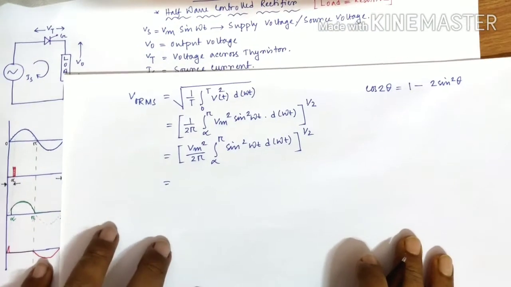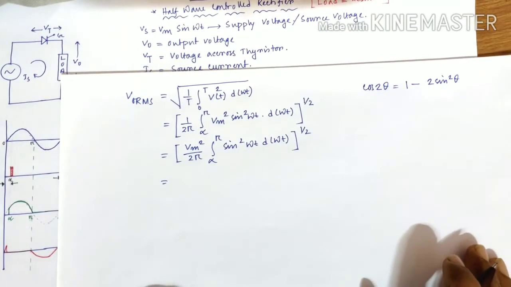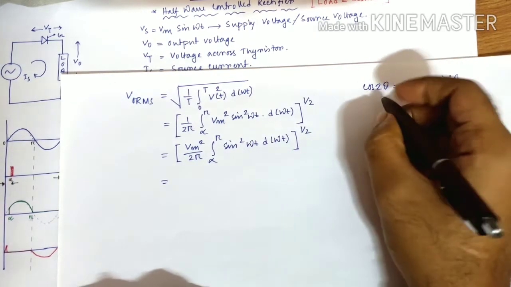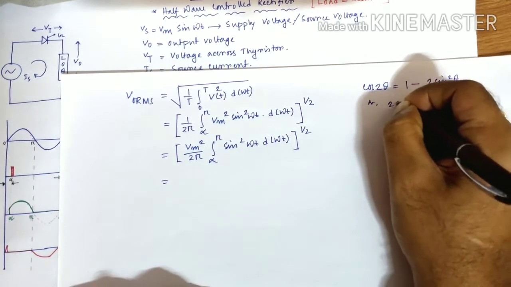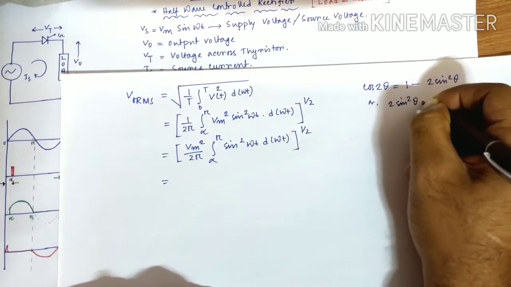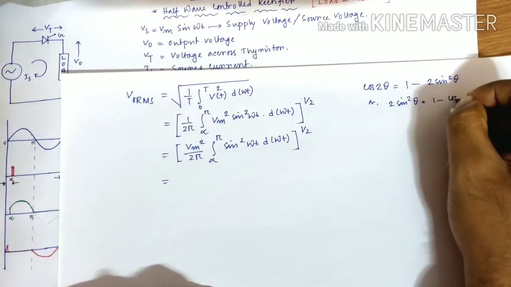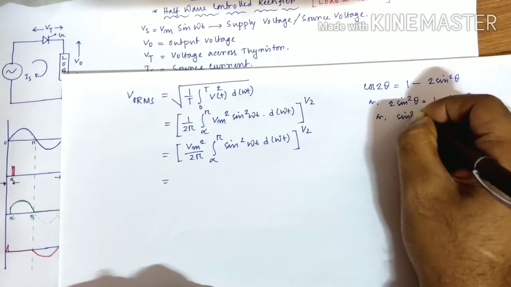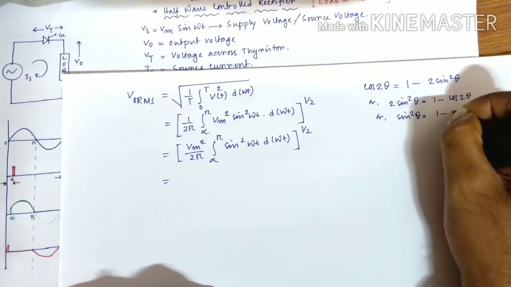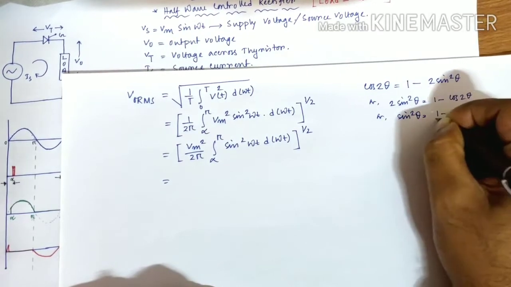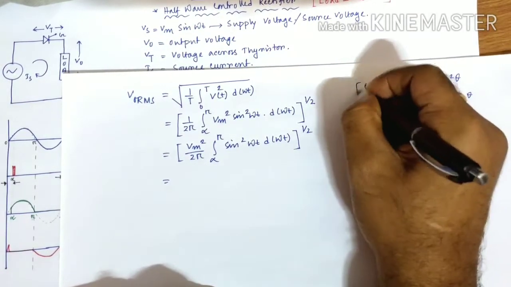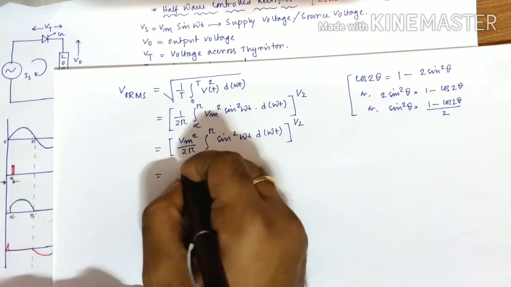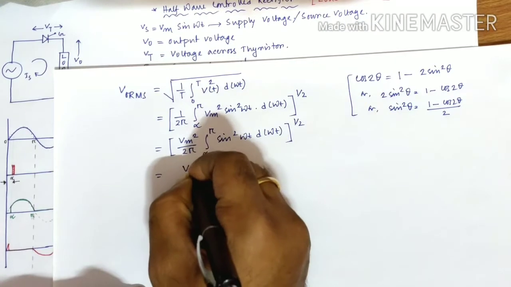That is the formula. If you can remember this formula, then it becomes easier to understand. Cos 2 theta is equal to 1 minus 2 sine square theta. Or we can write 2 sine square theta is equal to 1 minus cos 2 theta. Or sine square theta is equal to (1 minus cos 2 theta) divided by 2. So that is the formula we will use here. So put that concept here.